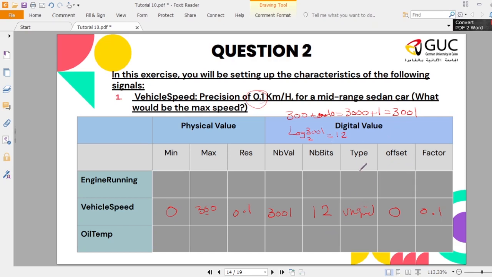Okay, and then the type, it's already decided for us. It is unsigned, and our offset, it did not mention that we are starting in a different place in our range.